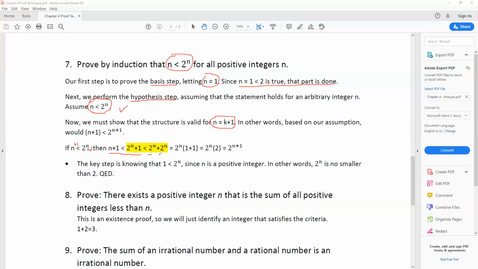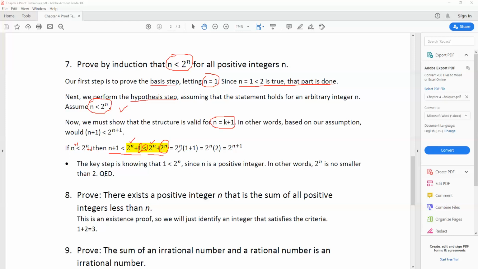How do I know that? The smallest n can be is 1, which means this number here has to be at least 2. If this number is at least 2, 2 is bigger than 1. I know that the 2 to the power of n's are equal. But since 2 to the power of n is bigger than 1, this inequality here holds. In other words, 2 to the power of n plus 1 is less than 2 to the power of n plus 2 to the power of n.